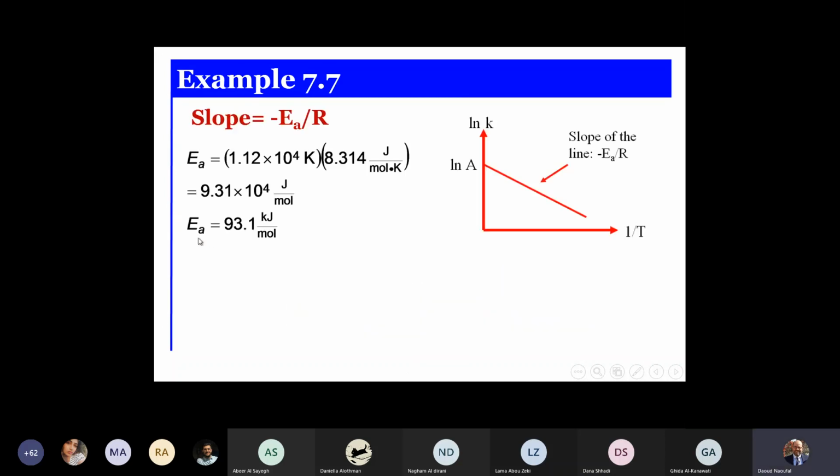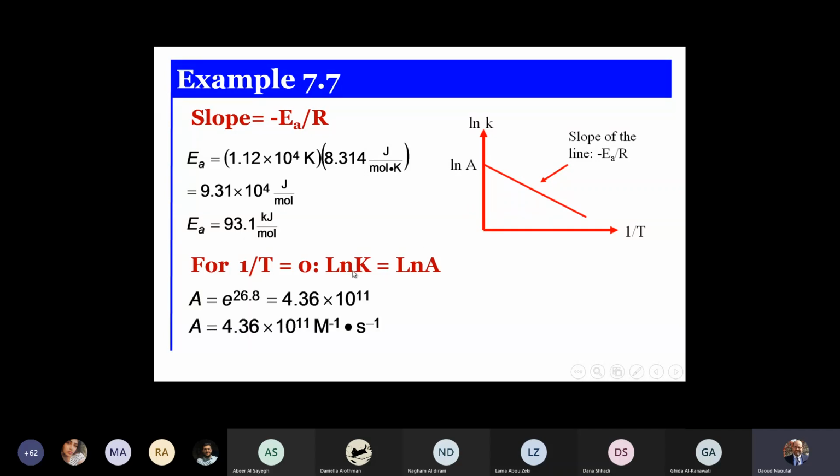So we obtain the activation energy 93.1 kilojoule per mole, and pay attention that the activation energy value should be positive. And we can also calculate ln A, or the frequency factor A: for 1 over T equals 0, ln K equals ln A. So we calculate A as 4.36 times 10 to the 11, m minus 1 second minus 1. This is an experimental procedure to calculate the activation energy.